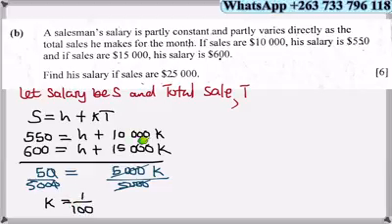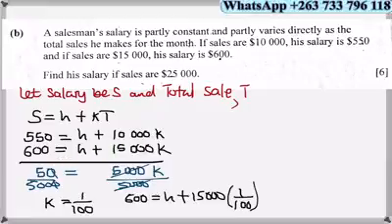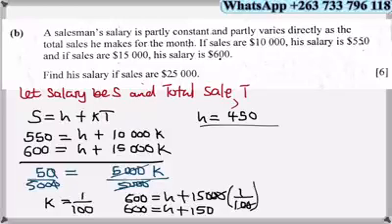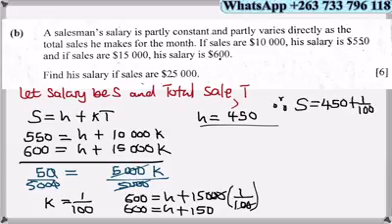Then let's use the first or the second equation to find the value of H. Let's use the second equation with round figures. So 600 is equal to H plus 15,000 times 1 over 100. These two zeros will cancel these two zeros. This will become 150. Therefore, 600 equals H plus 150. Then 150 comes to the left to be subtracted from 600. So our H will be 450. The relationship now is S, which stands for salary, is equal to 450 plus 1 over 100 T.